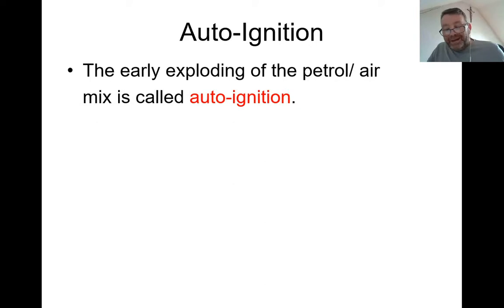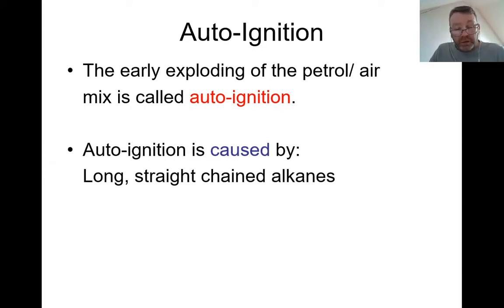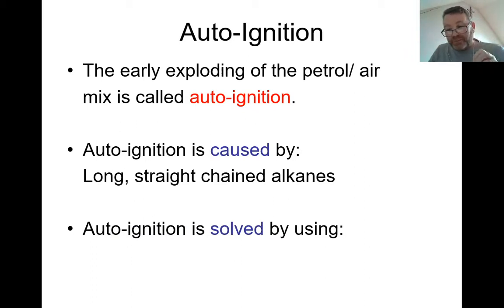Okay, so the early exploding of the petrol air mix is what we call auto-ignition. And auto-ignition is caused by, number one, long straight-chained alkanes. So octane itself would actually be a very bad source of petrol because it's too long. And the longer the chain, the more inclined to auto-ignition it is. And the more inclined to auto-ignition it is, the more chance we're going to have that if we put this thing into our engine, we're going to get knocking. Okay? It's also caused by inefficient fuel. Now, I'll talk more about that in a few moments, but there is a thing that is inefficient fuel, maybe the wrong mix, or maybe the wrong amount of air getting in, or whatever.